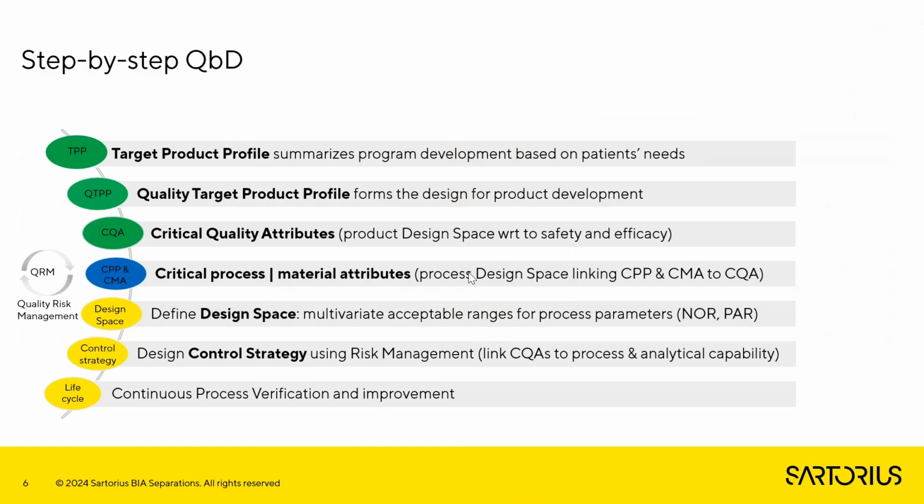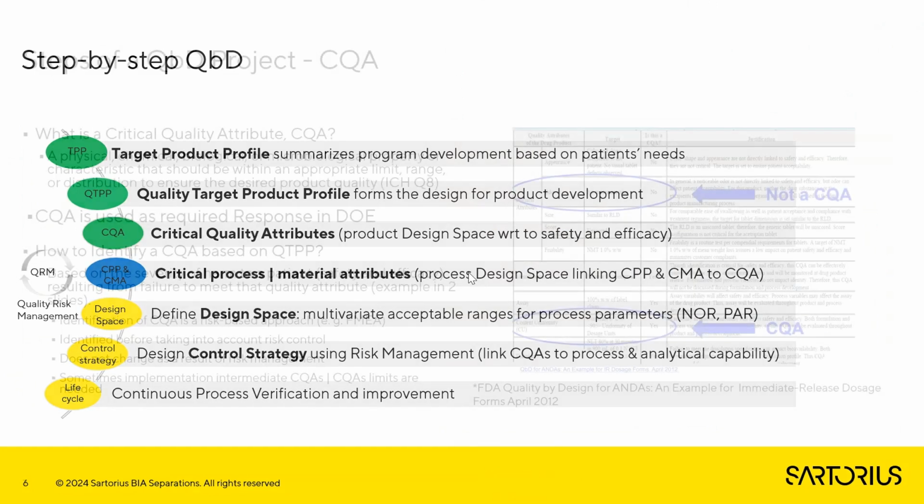And once we have the design space, we can then design the control strategy by using a risk management approach. This really means where we are, we can move between different parts of the design space surface and still remain within safe boundaries of critical quality attributes without having to trigger certain regulatory changes and so forth. So we'll see how this applies in action.